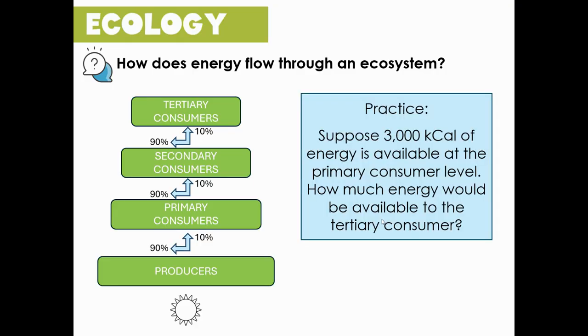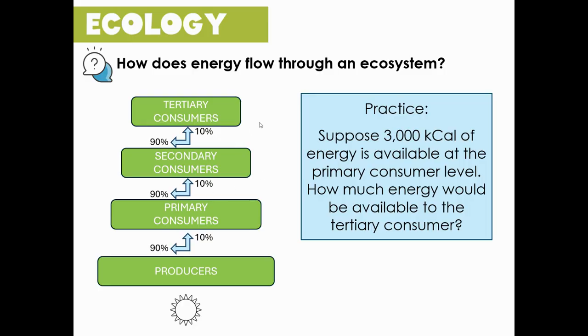I do want to do a little practice problem with you. So suppose 3,000 kilocalories of energy is available at the primary consumer level. So that's right here. How much energy would be available to the tertiary consumer? So we're thinking we have the primary consumer, and then we're going to see how much energy the tertiary consumer would receive if it ate the secondary consumer that ate the primary consumer.